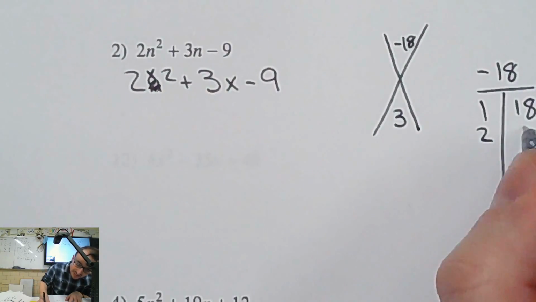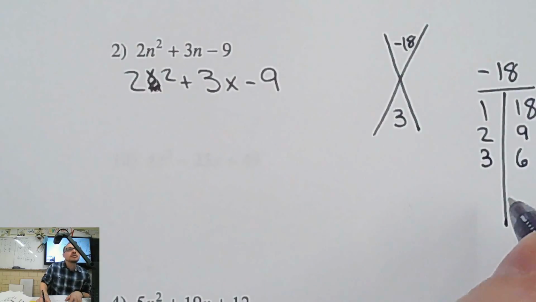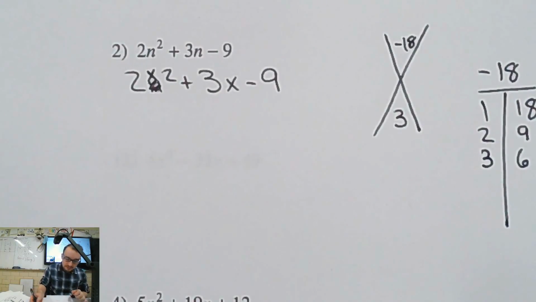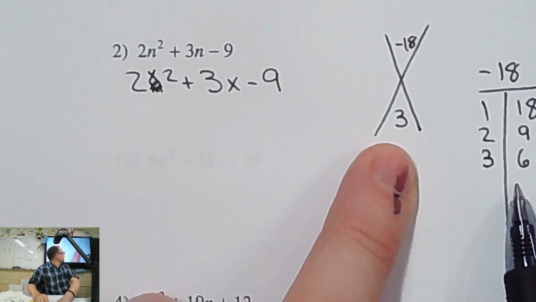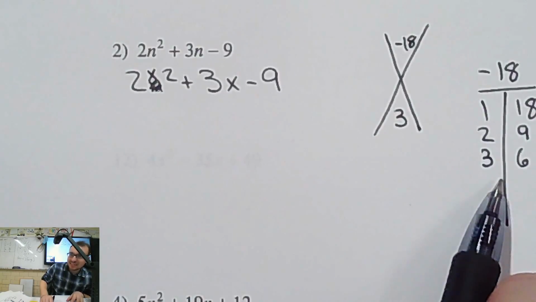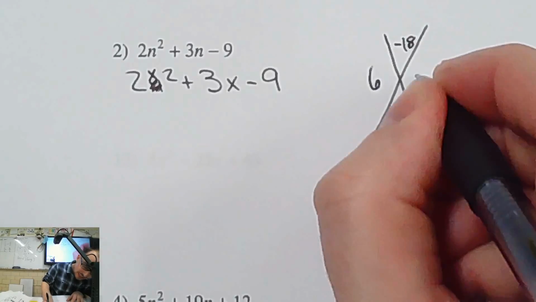2 and 9. 3 and 4? 5? 6? Oh, but we already got it. Now, which one of these is going to add to 3? 3 and 6 are separated by that. Now, one of them's got to be negative, right? What's going to be negative? Negative 3, right? So positive 6 minus 3.